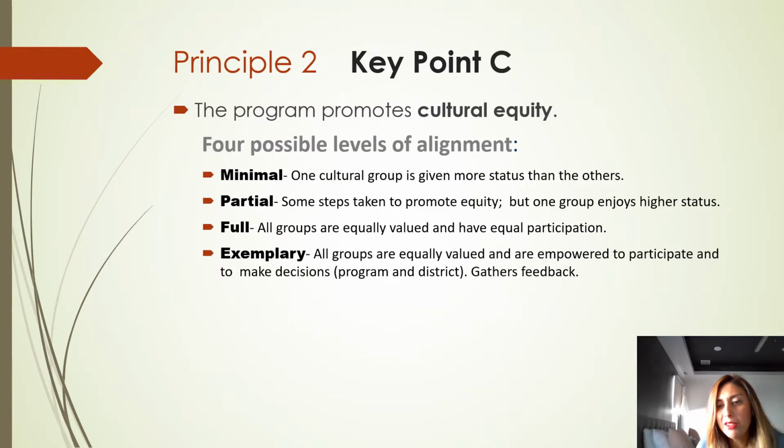Principle 2, Key Point C, relates to the program promoting cultural equity. There are 4 possible levels of alignment again. The minimal would be one cultural group is given more status than the others. At the partial level, some steps are taken to promote equity, but one group enjoys higher status. At the full level, it means that all groups are being equally valued and they all have the same and equal participation. At the exemplary level, which is where everybody wants to be, all groups are equally valued and are empowered to participate and to make decisions at the program and at the district level. It also gathers feedback.